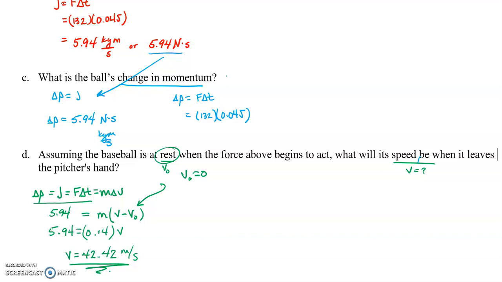So again, I've mentioned it a few times, but the big thing about this impulse momentum theorem is it sets so many things equal to each other, it just gives you a lot of options. And so making that good list of givens, making a nice clear picture, that's going to be what's going to help you out the most in solving these problems.